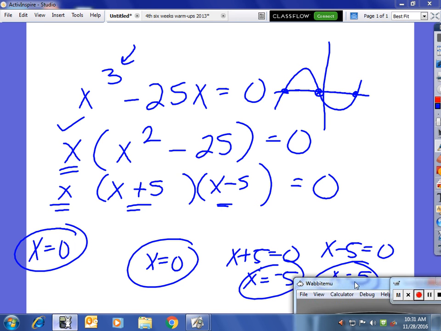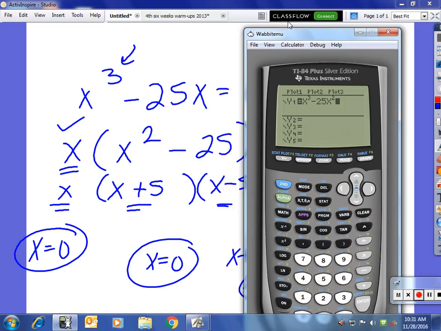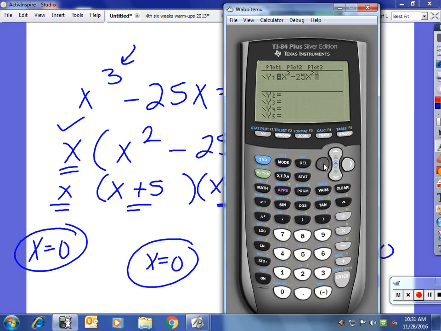Okay, how to put this one in your calculator? Go to y equals. Let's go x to the third power. You got to use that little caret symbol. Minus 25x squared. Oh wait, I'm sorry. X to the third minus 25, just x.